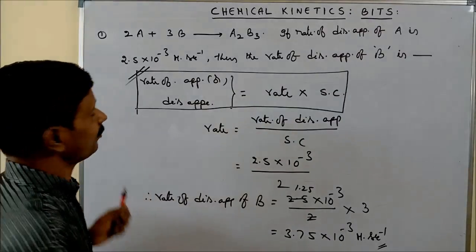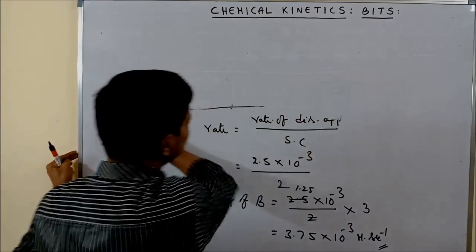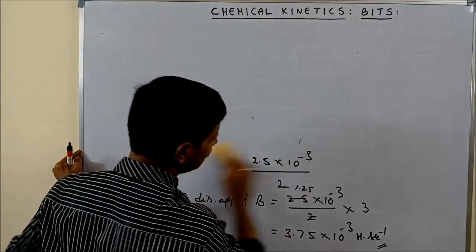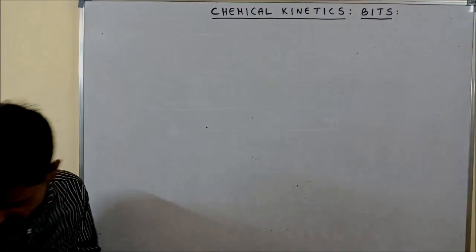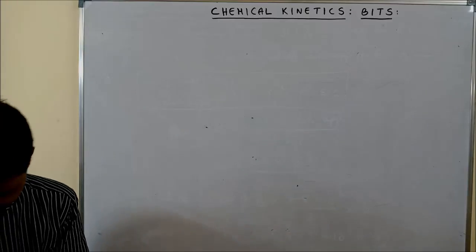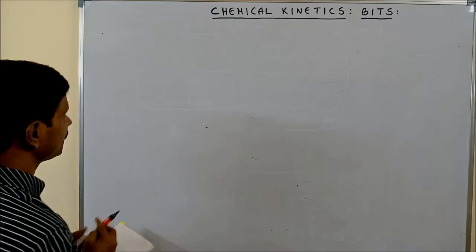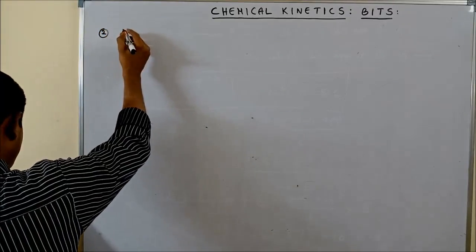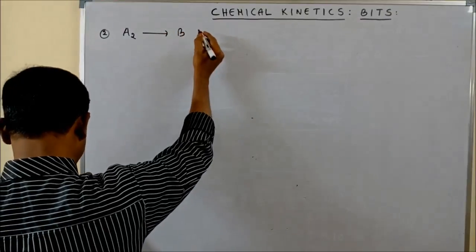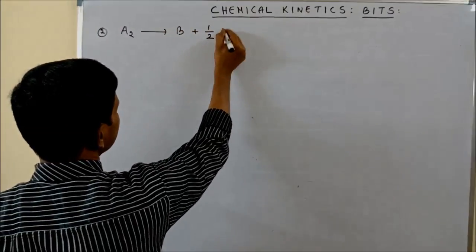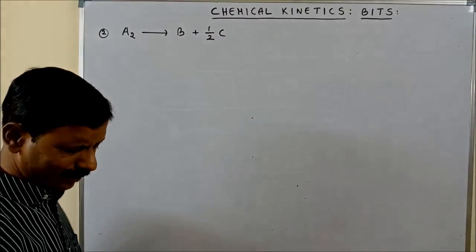And next, another important one. Sometimes they give the information in terms of pressures. For that, we have one important model. For example, here the process is like this: A2 decomposes to B plus half C. This is the process.